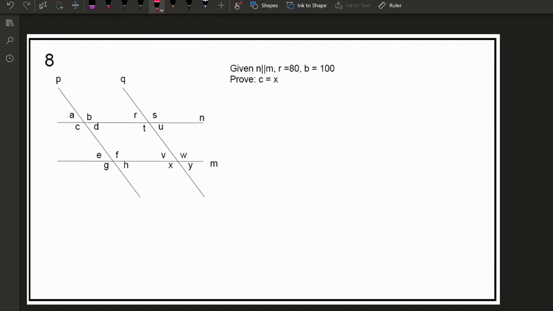Okay, so now N is parallel to M, R is 80, and B is 100. Prove that C is equal to X. So step 1, N is parallel to M, R is 80, B is 100. And all of that is given.